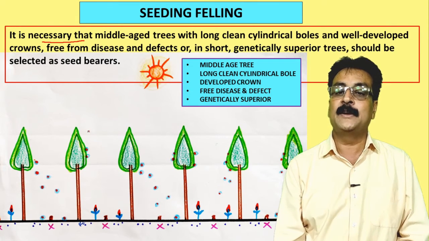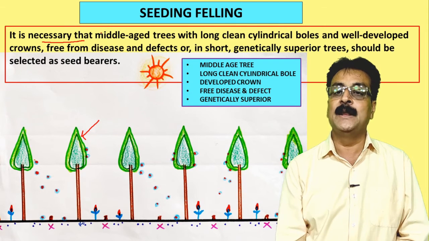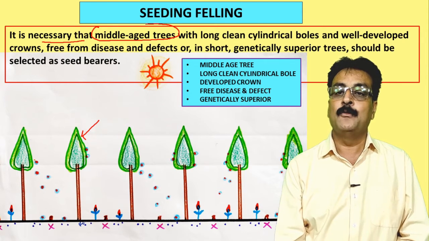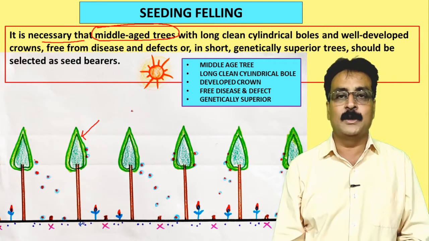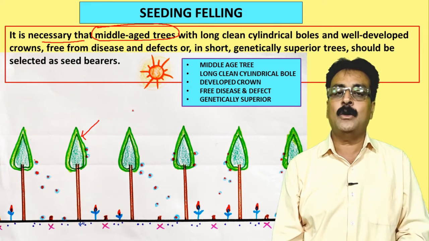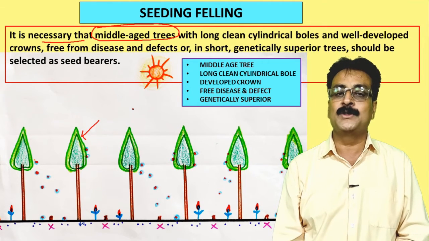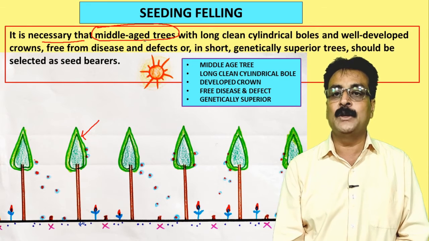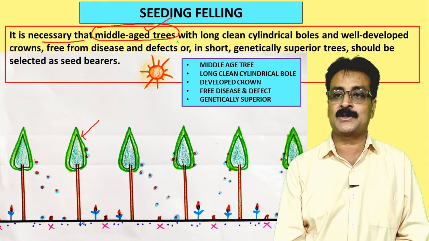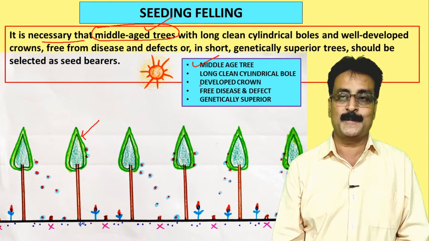Number one, we'll try to have a middle-aged tree. We will not keep a very old one, we will remove that in the seeding felling, and a very young one is also not a very good seed bearer. So we will try to keep the middle-aged tree. This is the first criterion, keeping the middle-aged tree.